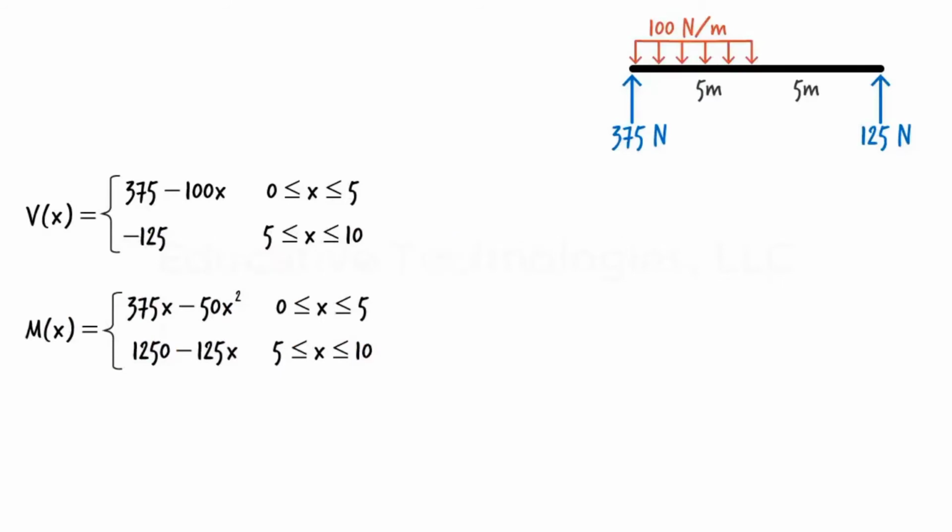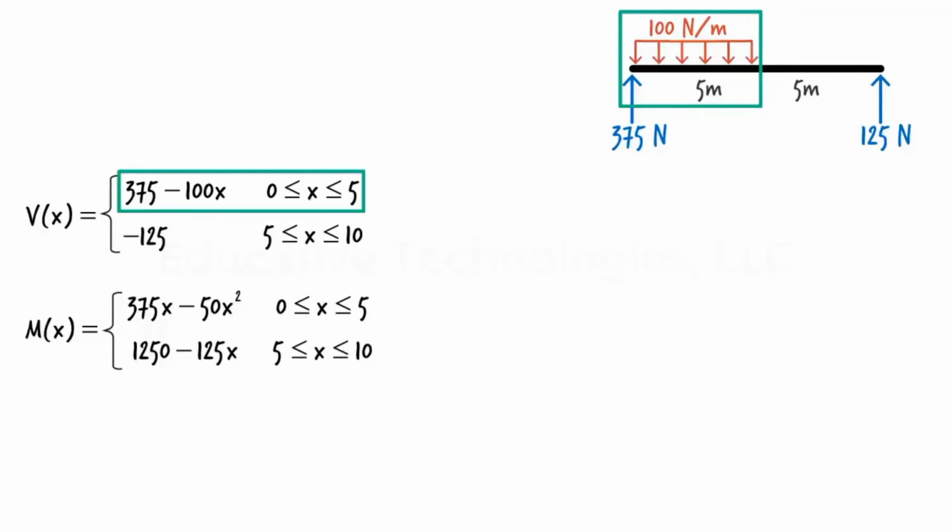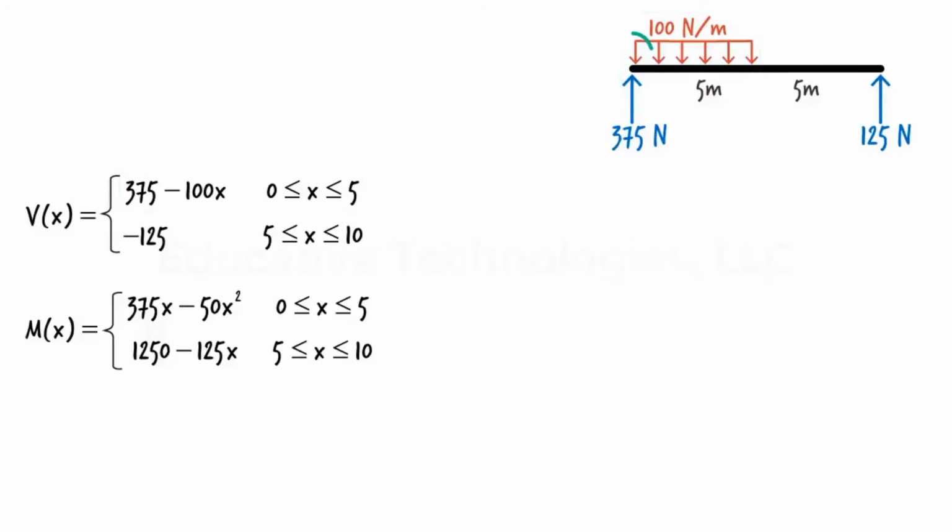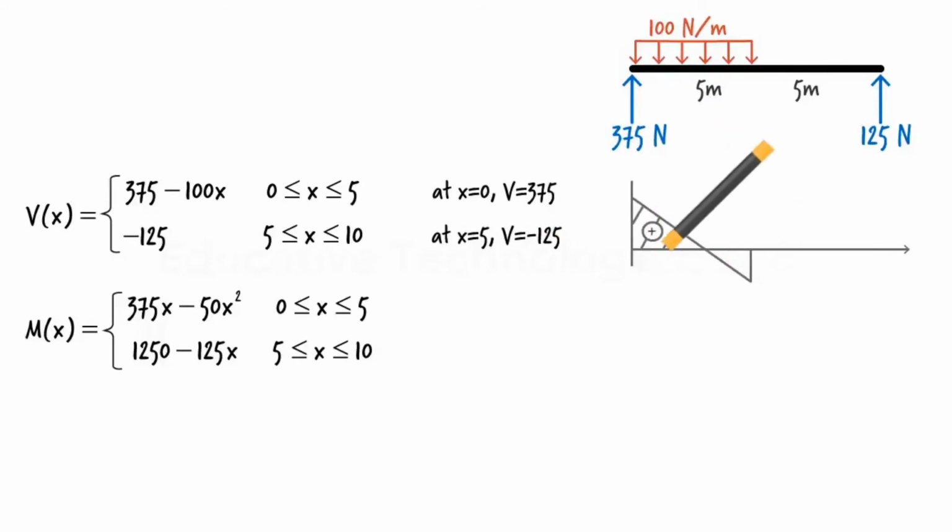For shear, we have two equations. For the left segment of the beam, where x is between 0 and 5, shear equals 375 minus 100x. This represents a line segment. To draw it, we need 2 points. Let's pick the segment's endpoints, so we need to evaluate the equation at x equals 0 and at x equals 5. When x is 0, shear value is 375. When x is 5, we get negative 125. Now locate the points on the coordinate system, then connect them with a straight line. Note that the line crosses the x-axis somewhere between 0 and 5, making the left part of the diagram positive and the right part negative.